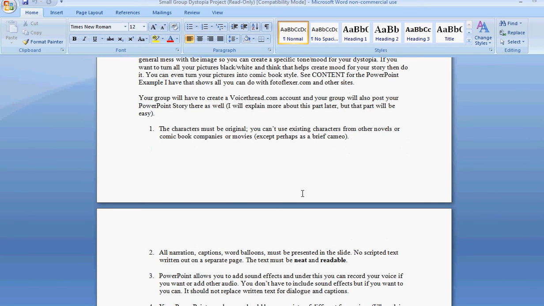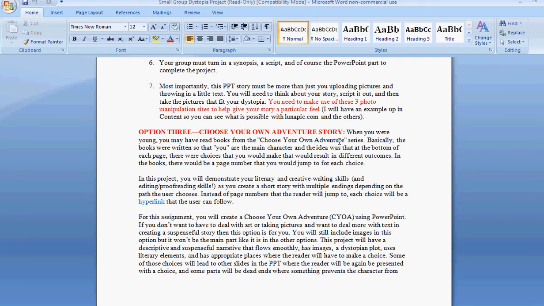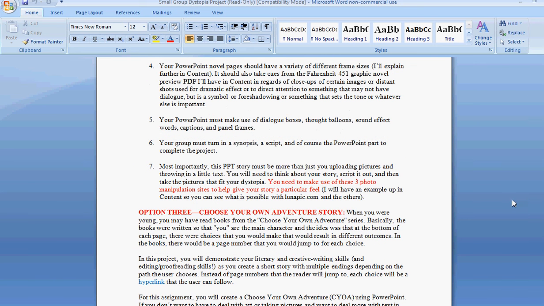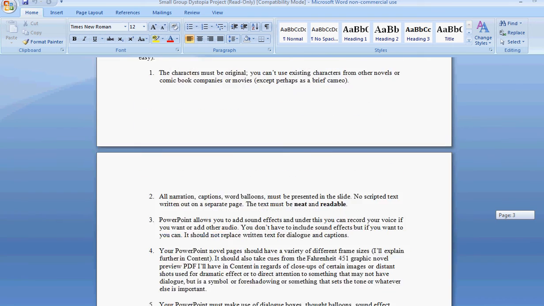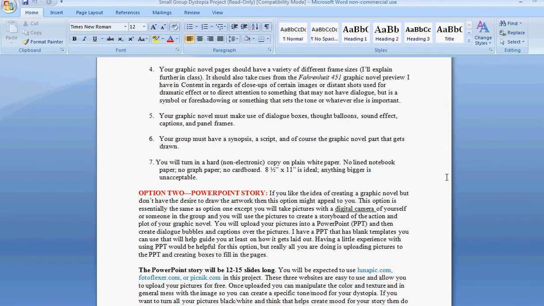The third option is the choose your own adventure story, or what I call CYOA, and that's another option that people did. A lot of people like that. Just a warning, some people thought that this is the easier option, and therefore people did not do as well because they didn't put as much effort into it. So just be careful what option you pick. I would prefer people to do the graphic novel, Comic Life one, but I know we didn't read a graphic novel for this class, so some people may not do that. But all options, you can definitely do. So that's not a problem.